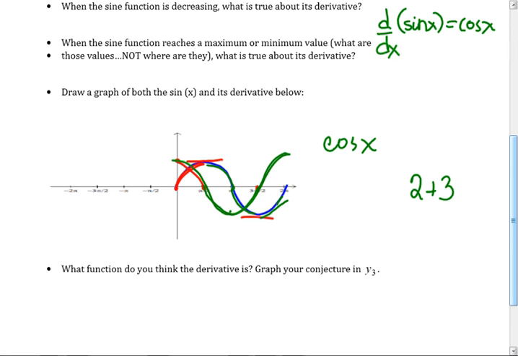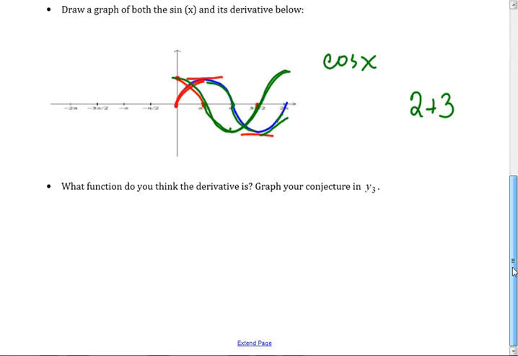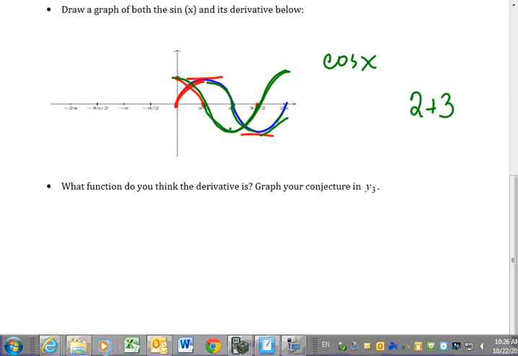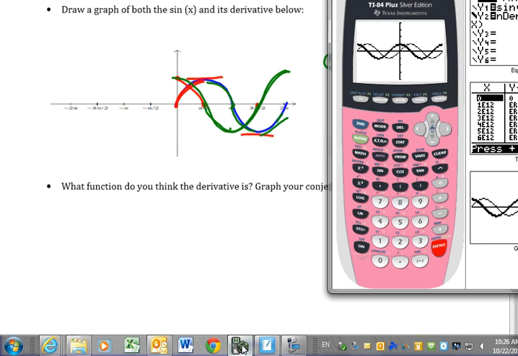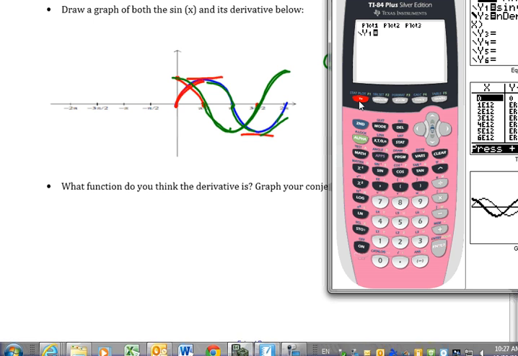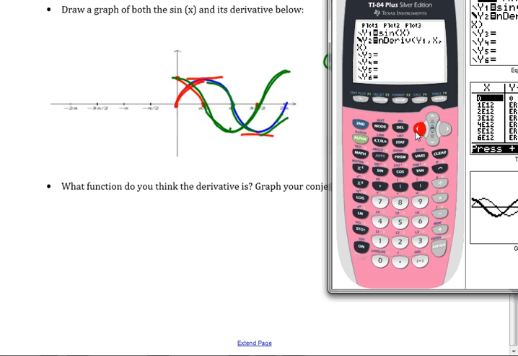Well, what do you think the derivative of the cosine function is? Well, should we find out? I don't think I want to see the sine graph, because we know what it looks like. So what I'm going to do is turn it off. So I go over here. Keep going. Oh, no, I don't want to turn it off there. I want to turn it off here. Press enter. And now I want the derivative of the derivative.